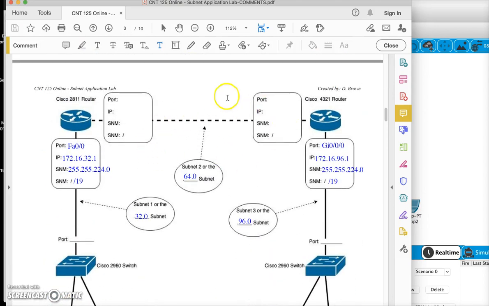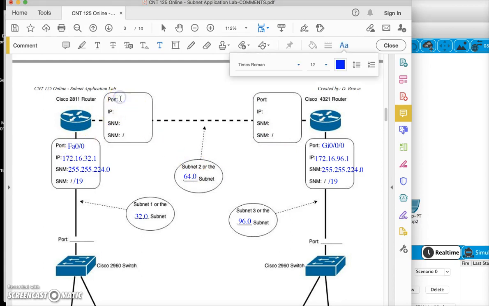I now need to do these up here. Well, this is the 64.0 subnet. Okay, well, I'm using FastEthernet 0/0 here. So we'll use FastEthernet 0/1 here. And I'll use GigabitEthernet 0/0/1 over here. IP here 172.16.64.1. Subnet mask 255.255.224.0. And again, /19. This side over here is going to be 172.16.64.2. I can use the next one online. 255.255.224.0 and /19. Excellent. Okay.